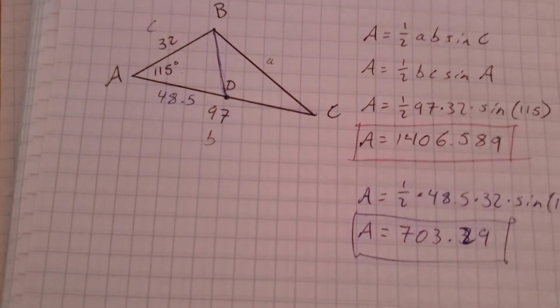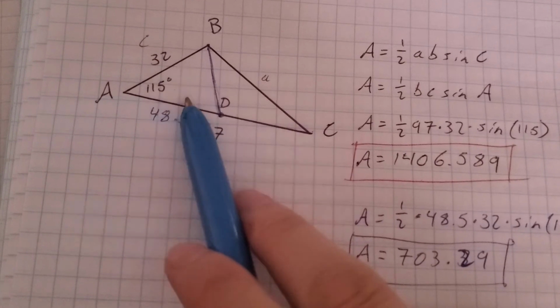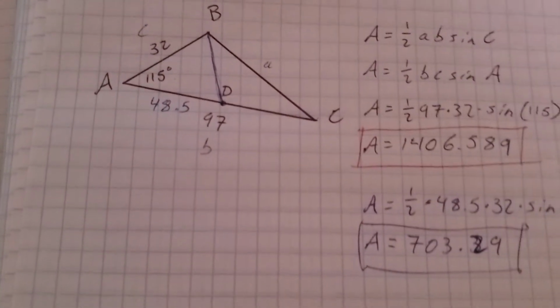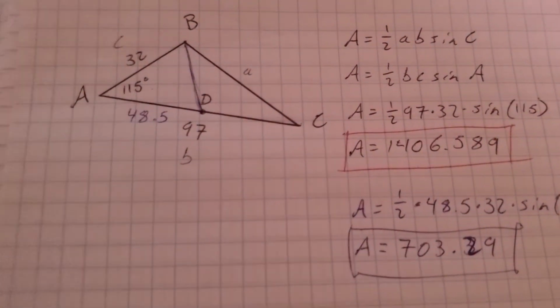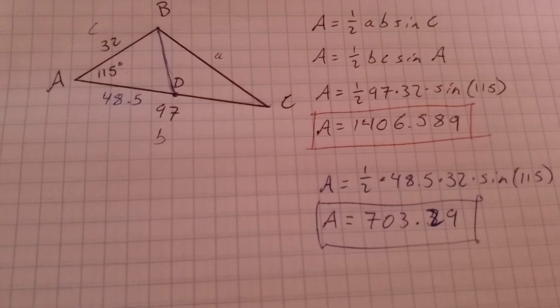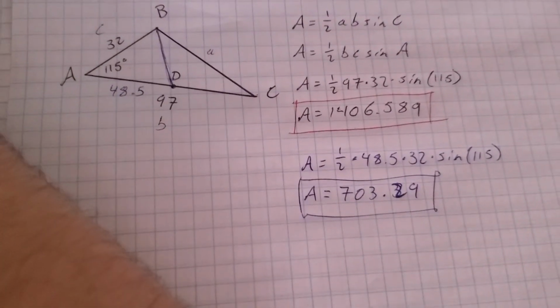Okay, so the area of the whole triangle is this, and the area of the small triangle is this. All right, now that's it, how to use the sine formula for the area of a triangle. Then Heron's formula, let's go to the computer.